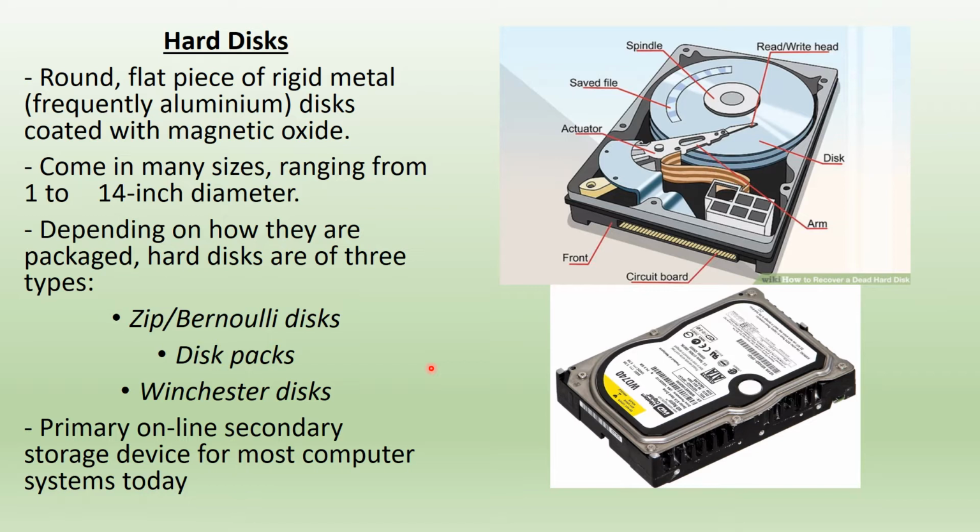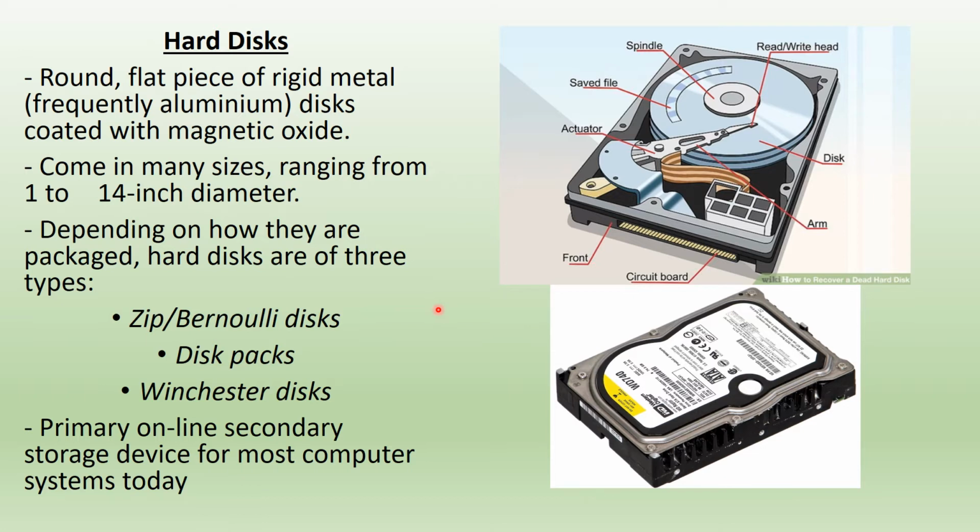It says it is a round, flat piece of rigid metal, frequently aluminum, a disc coated with a magnetic oxide. So if you notice, when it comes to storage, disk storage is covered with this magnetic oxide. It comes in many sizes, ranging from 1 to 14 inches in diameter, depending on how they are used. Depending on how they are packaged, hard disks are of three types: the zip disk, the disk packs, and the Winchester disk.